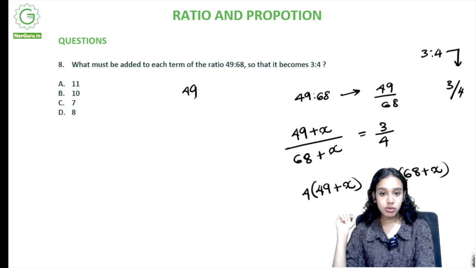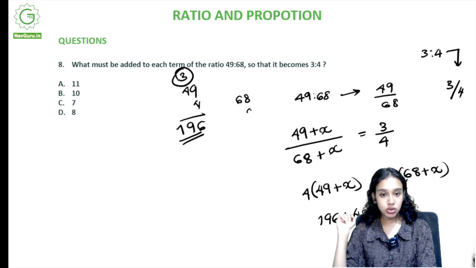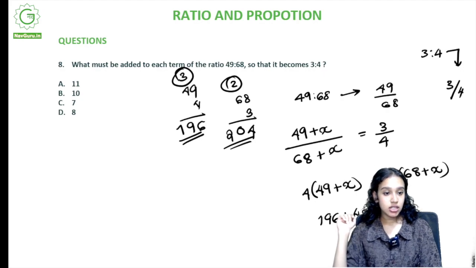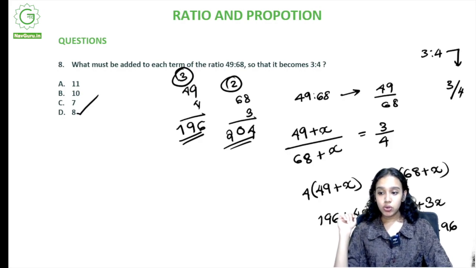So what is 49 times 4? 4 nines are 36, 4 fours is 16, plus 3 is 19. So 196 plus 4x is equal to 68 into 3. 8 3s are 24, 6 3s are 18, and we have 20 here. So 204 plus 3x. We subtract it, so we get 4x minus 3x equals 204 minus 196, which is equal to 8. So we get x is equal to 8. Now moving on to the next question.